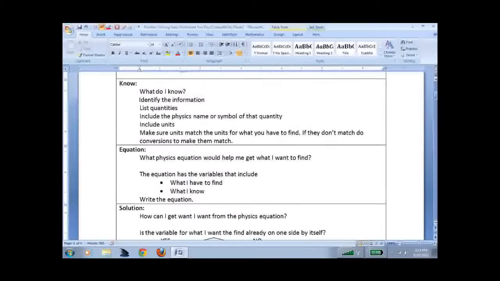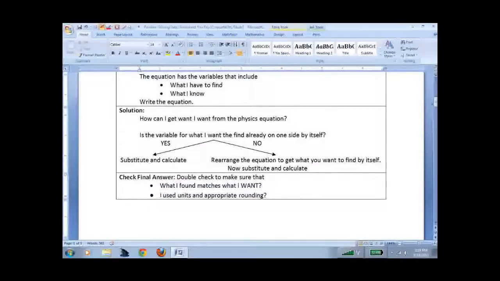What do I know? Identify the information, list the units, the quantities, the physics name or symbol, and make sure they match up, they cancel, they all work together. The equation: what physics equation will help me get what I want to find? Well, I've got velocity and distance, and I want to find time. Well, it's v equals d over t, and so on. So go through all this. To get the variable for what I want on one side by itself, I have to rearrange the equation. That is far and away the most challenging thing for freshman physics students. So see how I do that, and make sure you understand it.